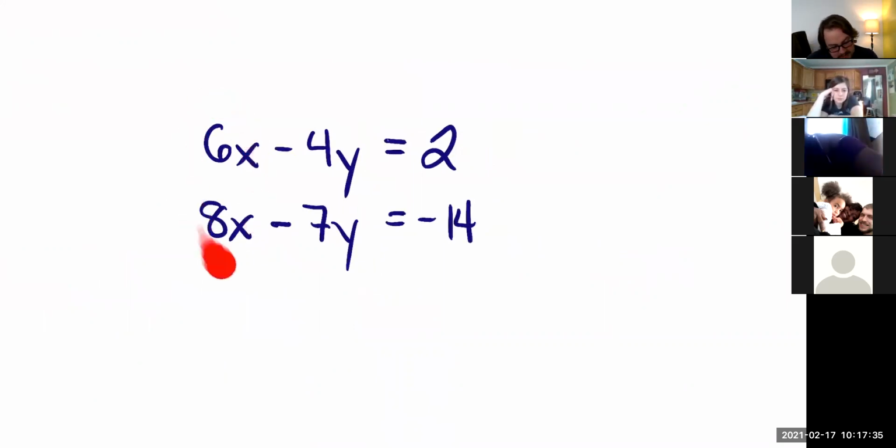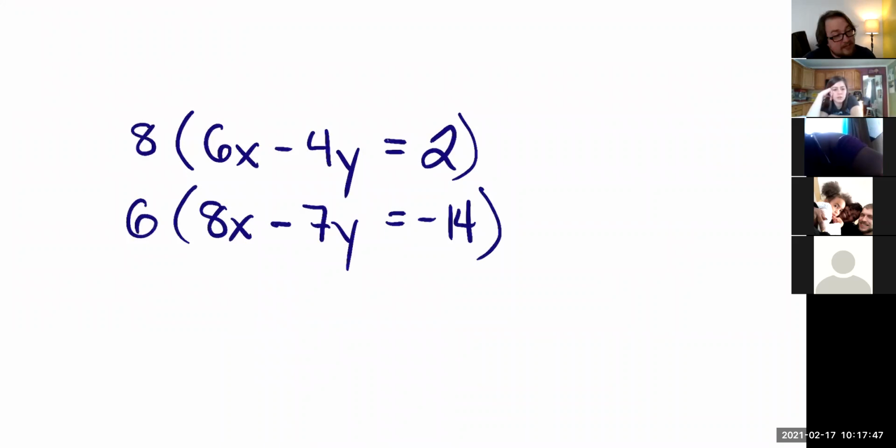is if I looked at the 6 and the 8 and I forgot that they both go into 24, I could instead multiply them by each other. I can multiply the top one by 8, the bottom one by 6. I would have to remember one of them needs to be negative though. Technically, doesn't matter which, but that would give me a positive 48 and a negative 48. Opposite coefficients, add them together, solve it out. You'll get the y, you'll get the same answer.